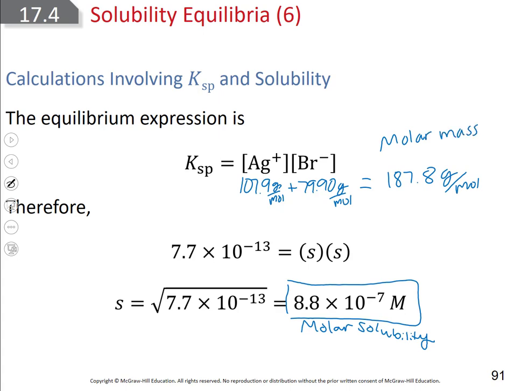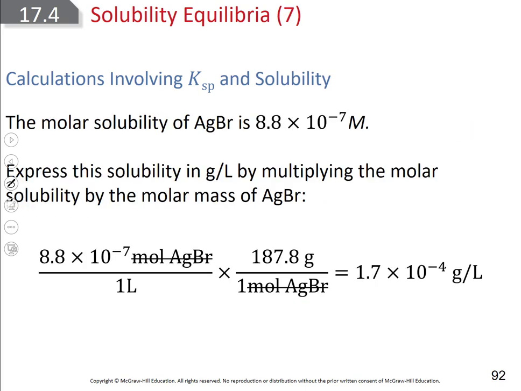So if I take my molarity, again, molarity means moles per liter, and I multiply by that molar mass, 187.8 grams per mole, what unit cancels? Moles. Moles cancels, and I'm left with grams per liter. So multiply by that molar mass, and we get 1.7 times 10 to the negative fourth grams per liter.